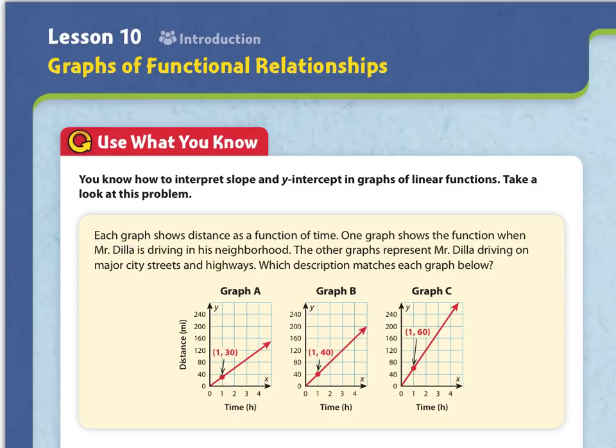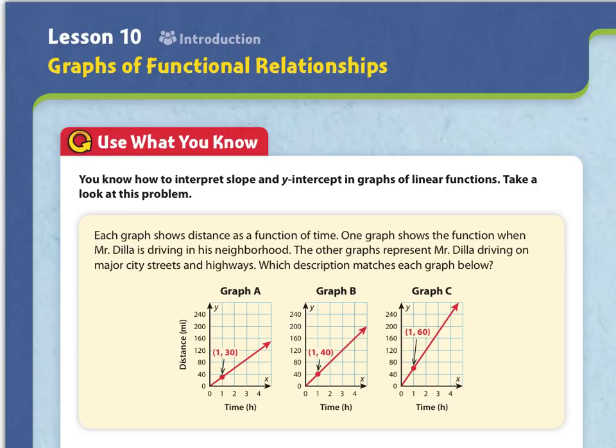Each graph shows distance as a function of time. One graph shows the function when Mr. Dila is driving in his neighborhood. The other graph represents Mr. Dila driving on major city streets and highways. Which description matches each graph below?